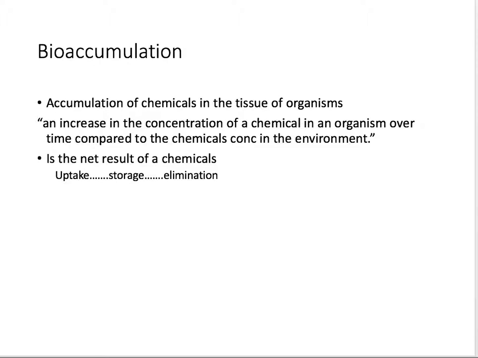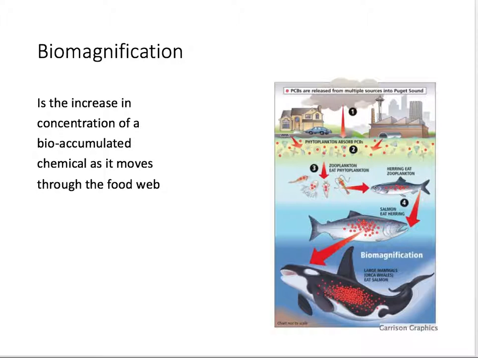So bioaccumulation is basically when a type of chemical accumulates in the tissue of one organism, and we're comparing the concentration of that chemical in that organism over time compared to the amount of chemical left over in the environment. So it is the net result of the chemical uptake, storage, and elimination. So overall, how much does that animal or organism keep that chemical inside its tissues? The difference is biomagnification.